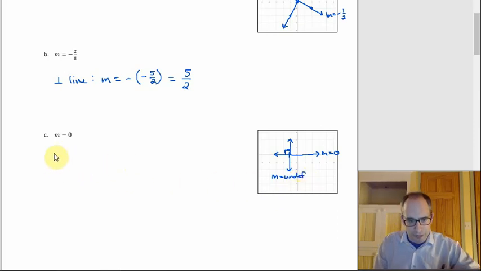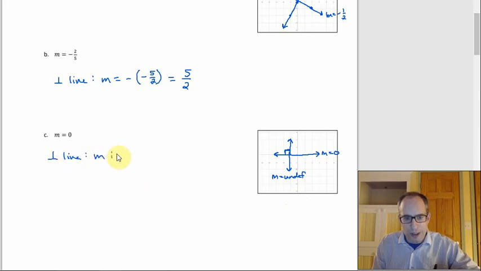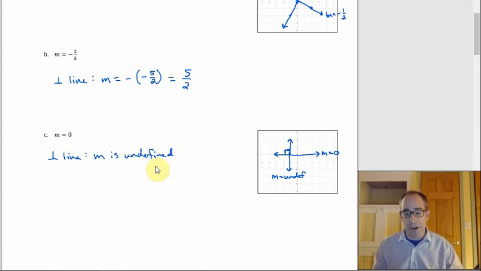So for a perpendicular line, I'll just say m is undefined. And this would work in the opposite direction too. If you started off with a vertical line with an undefined slope, then what's going to be perpendicular to that would be a horizontal line with a slope of 0.